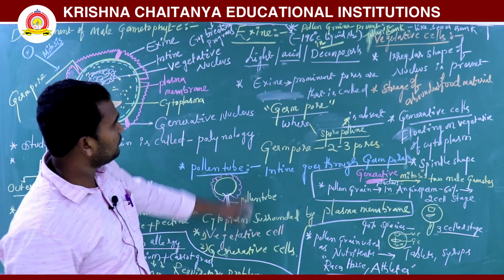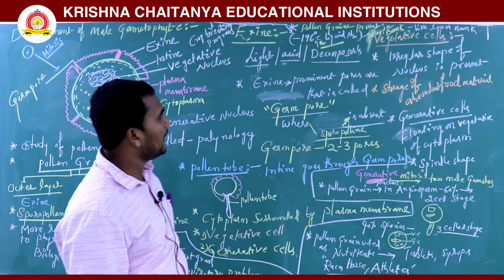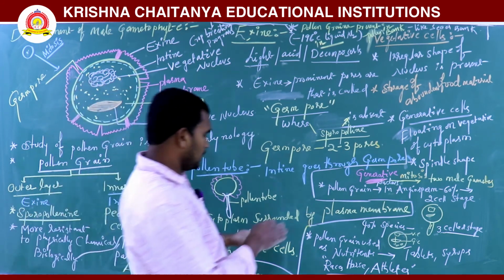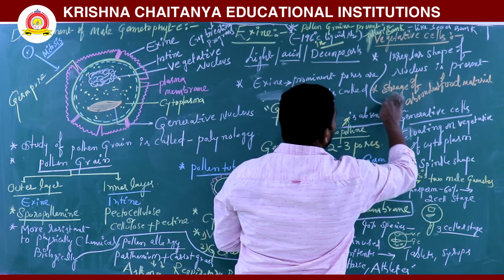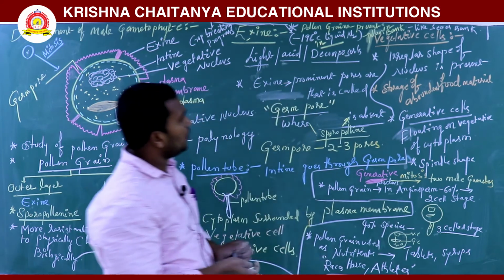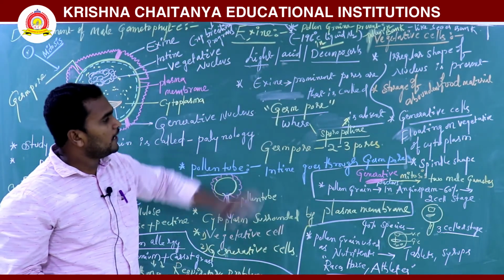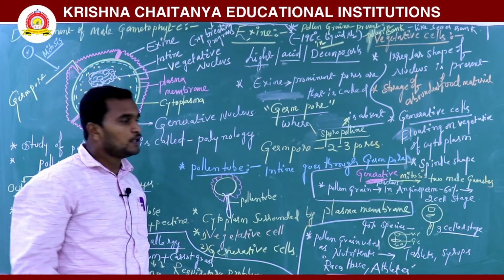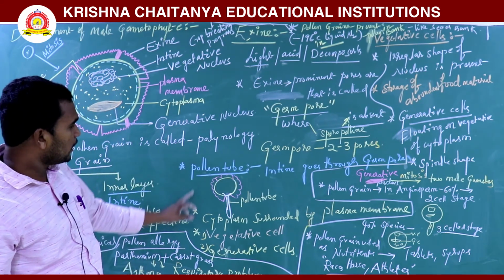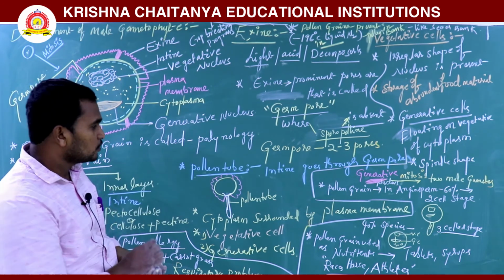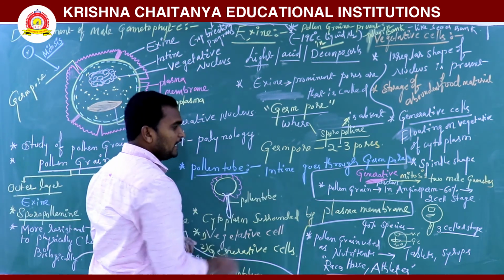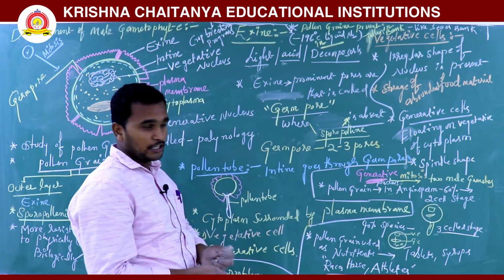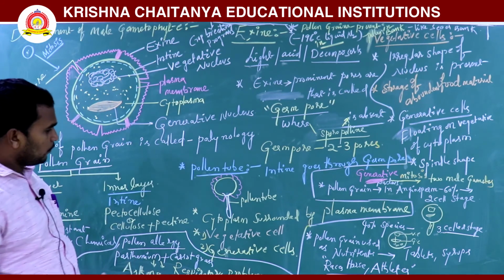The exine has prominent pores, which are called germ pores. Where sporopollenin is absent, there the germ pores are present. Generally 2 to 3 germ pores are there. How does the pollen tube grow? The intine goes out through the germ pore and produces a pollen tube.